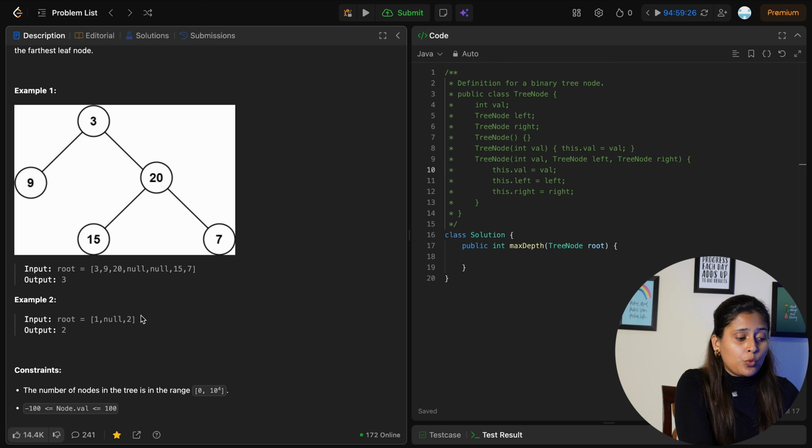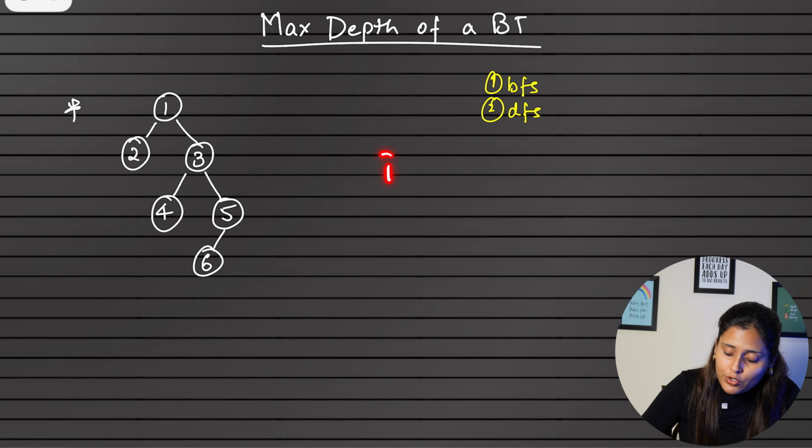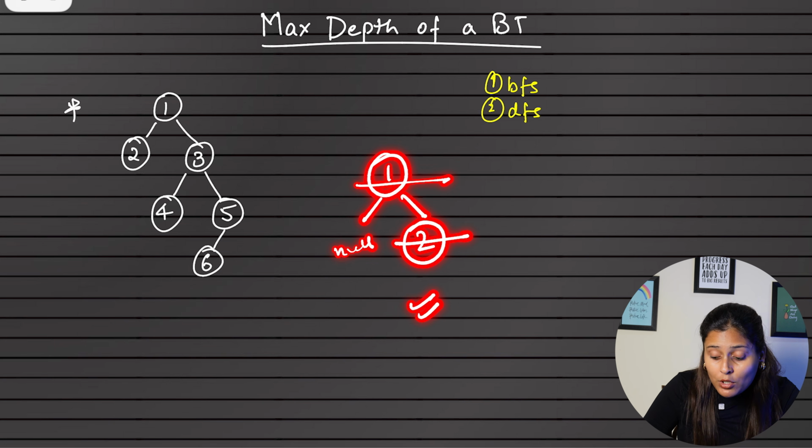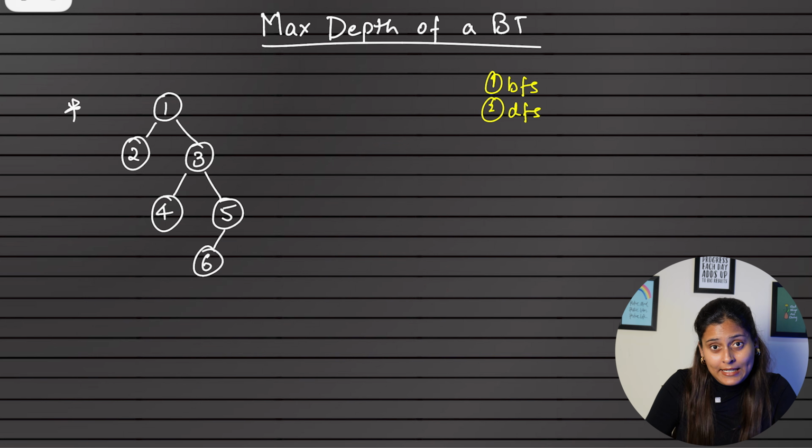Now for example number 2, 1 null 2. So if we draw a tree like here, 1 null and 2, means here we have null. So number of levels 2. So I can say number of levels is nothing but the maximum height of the binary tree. So isn't it easy in DFS?